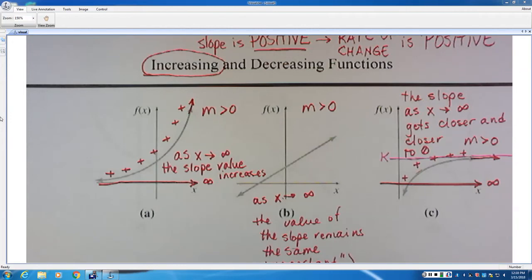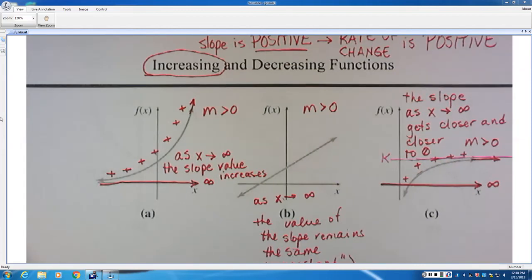Okay, and I want you to try to put all of this in context of some kind of an application, because that's the only place it's going to make any sense.